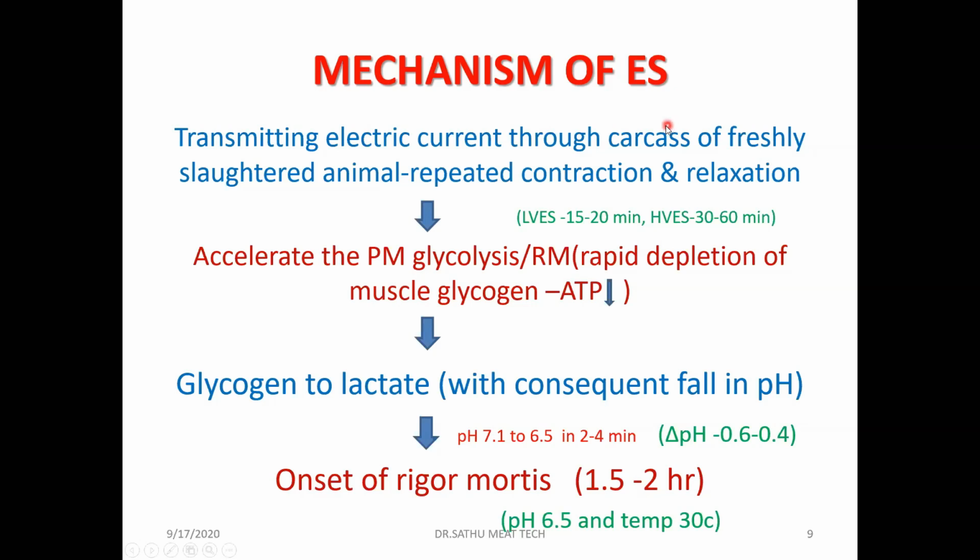Now, coming to the mechanism of electrical stimulation. What is happening during the electrical stimulation? How is it reducing the pH, or how is it utilizing the glycogen? Let's see. When we give the electrical current or electric pulse through the carcass of freshly slaughtered animals, it leads to repeated contractions and relaxation. Why is it called freshly slaughtered animals? That is, immediately after the exsanguination or bleeding. In the case of low voltage electrical stimulation, which we are going to discuss, we should do it within 15 to 20 minutes, preferably within 10 minutes.